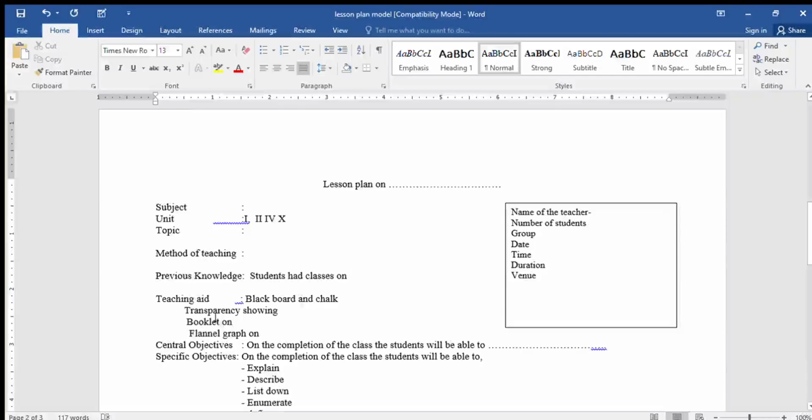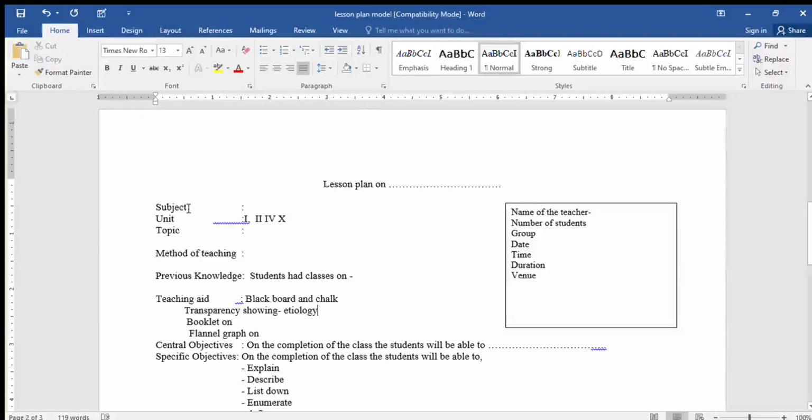So you can write transparency showing what all things you write in the transparency. The etiology of cirrhosis of liver, or you can write the pathophysiology of cirrhosis of liver, whatever it may be. Then if you are preparing any booklet on the treatment of cirrhosis of liver, or a plan diagram for the causes or etiology of liver, you can write that.